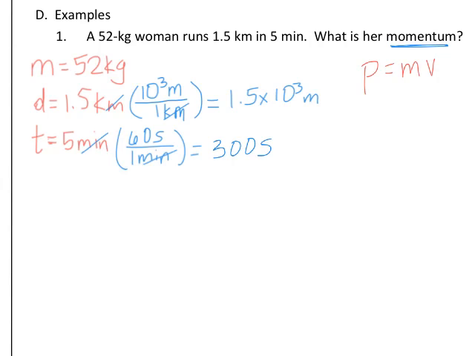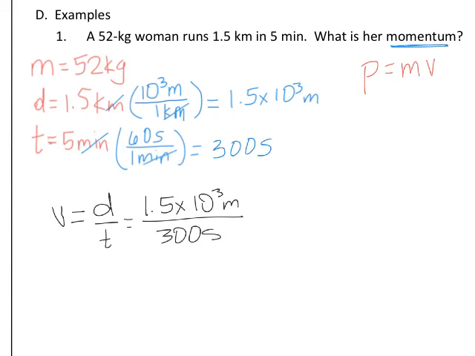If you think back to chapter 1 or 2, we could calculate the velocity or the speed by doing distance over time. And now that we have the correct units for each of those, I'm going to go ahead and plug in my 1.5 times 10 to the third meters over 300 seconds and find out what that speed is. You should have come up with 5 meters per second.